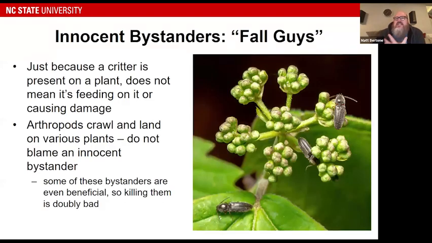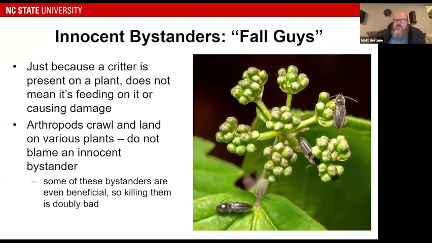So, for instance, innocent bystanders. These are the fall guys, as Mike puts it. Just because a critter is present on a plant doesn't mean it's feeding on it or causing damage. These click beetles are there on these plants. They're probably waiting for the flowers to open, or they're feeding on pollen or something. But just because they're there, don't freak out and think that they're going to cause a problem.